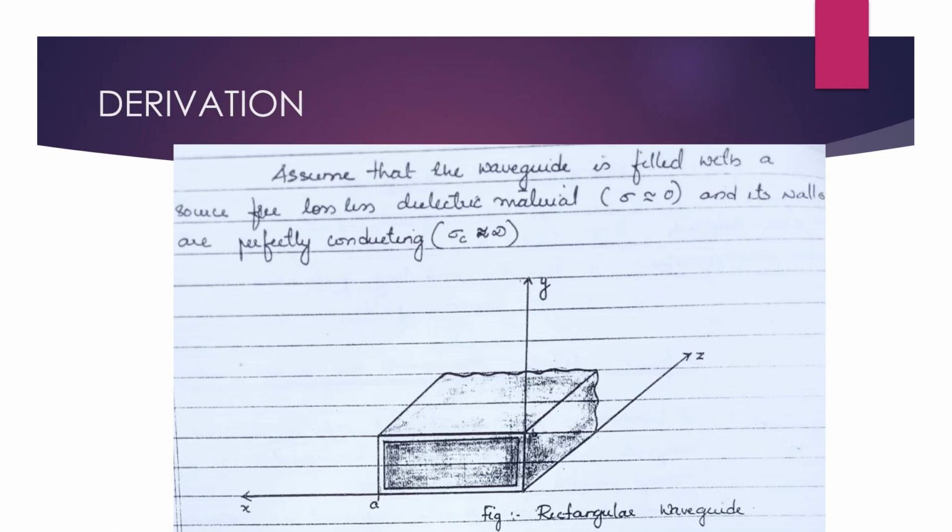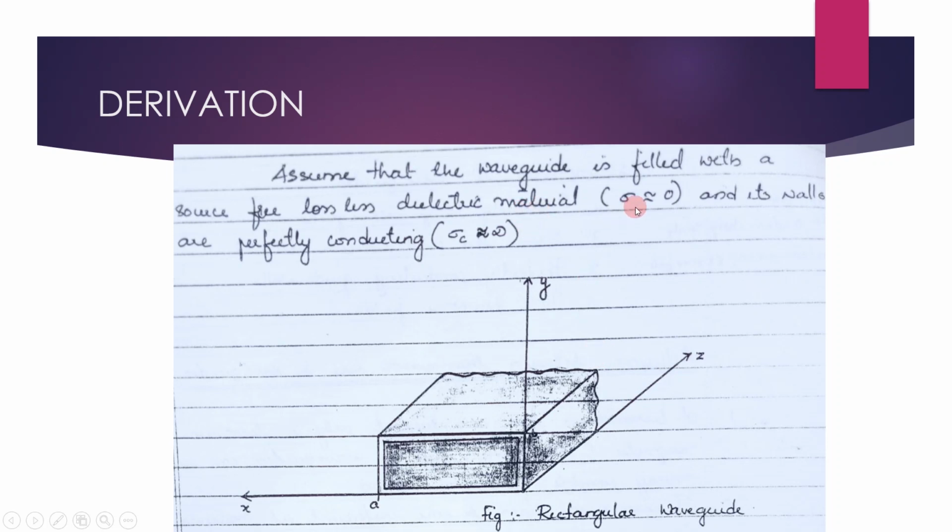And let's start the derivation. Again, you know that we consider the three directions x, y and z, and the dimension of the rectangular waveguide along the x direction is a and along the y direction is b. And the direction of propagation of the wave is along the z direction. And we assume the dielectric material to be lossless.